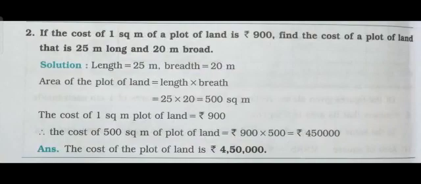Now the cost of 1 square meter of plot of land is 900. So what is the price of 500 square meter of plot? So that is rupees 900 multiplied by 500. The answer is 4,50,000. So therefore the cost of the plot of land is rupees 4,50,000. Okay.